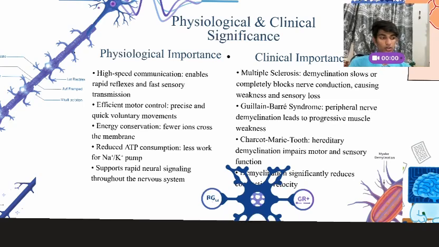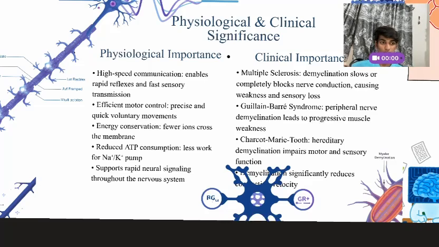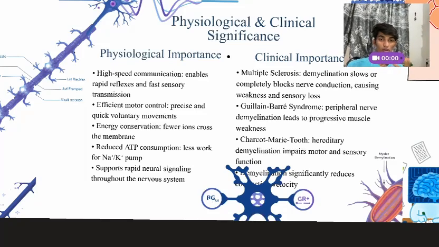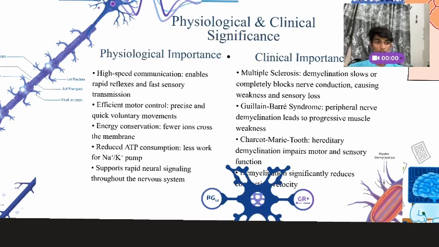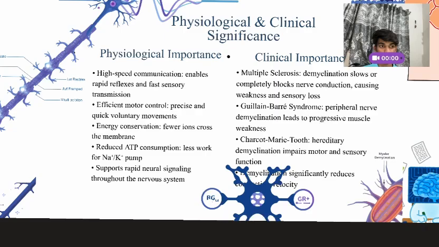So why is saltatory conduction important? The physiological importance: it enables rapid reflexes, allows fast sensory transmission, provides efficient motor control, conserves energy, reduces ATP consumption, and supports rapid neural signaling. Well, the clinical importance: in multiple sclerosis, demyelination slows or blocks nerve conduction, causing weakness and sensory loss. In Guillain-Barré syndrome, peripheral nerve demyelination causes progressive muscle weakness, while in Charcot-Marie-Tooth, hereditary demyelination affects both motor and sensory functions.